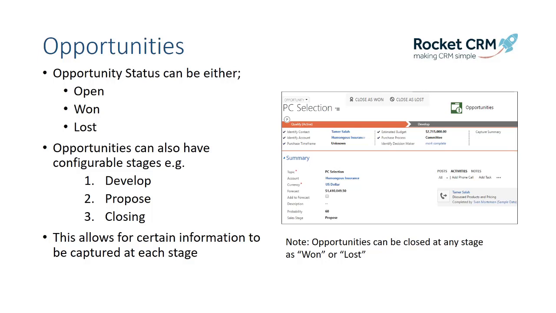Opportunities can have configurable stages as well. So you can see here we've got a business process flow, qualify and develop, and you can have multiple stages here. You can have it branching off in different directions. The idea is it allows for stage gating, so you can capture certain bits of information at each stage before you move on to the next stage.